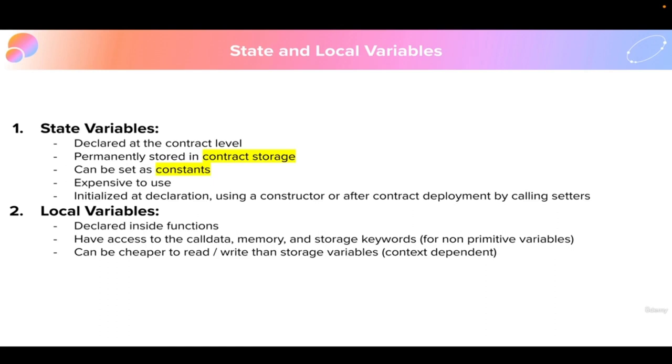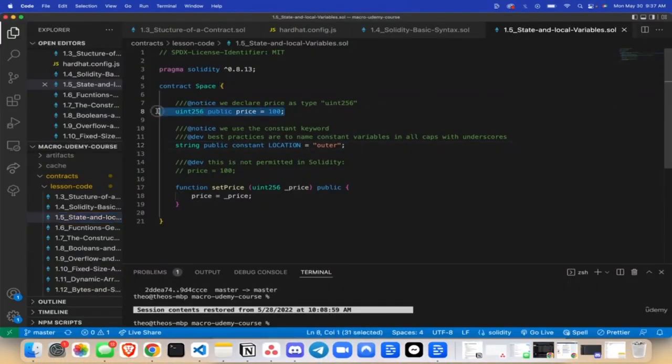Let's take a look at some code. You can see in our contract that we declare a new variable that is of type uint256 called price. We are setting it equal to 100. In Solidity, variables also have a visibility. In this case, it is public. We will talk more about visibilities later in the course.